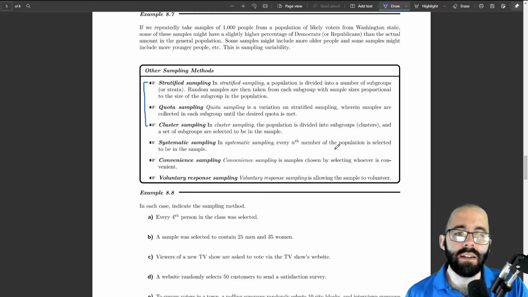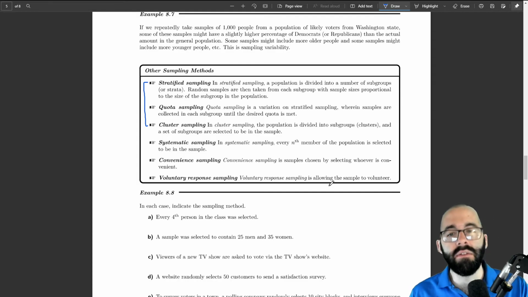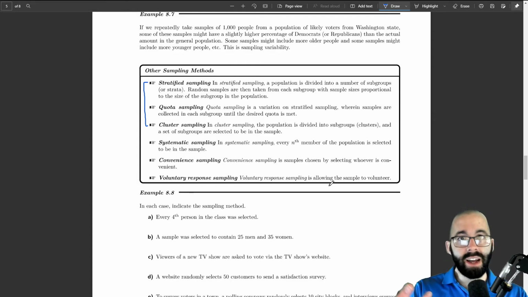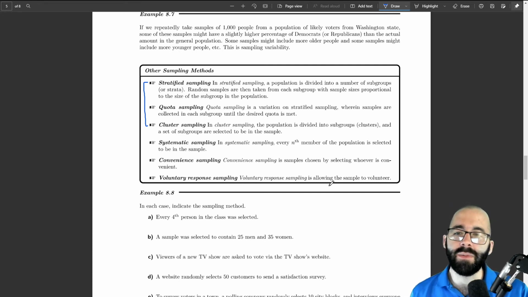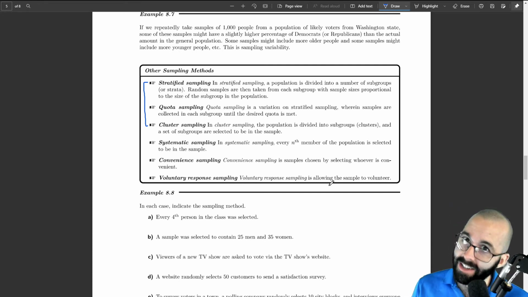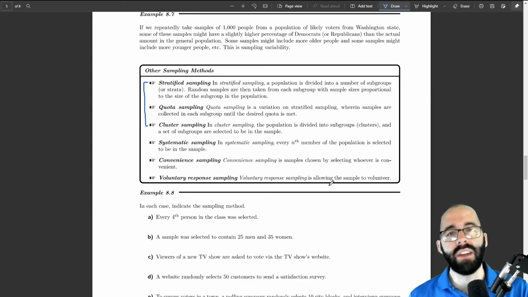Convenient sampling is not the gold standard. It is samples chosen by selecting whoever's convenient. So if I am curious about students at SPSCC and their experience, convenient sampling would be asking you guys, because I already interact with you. A lot of times it's convenient, but not representative of the whole population.